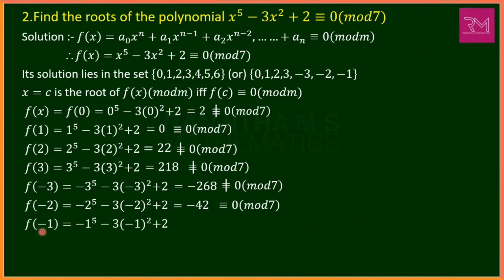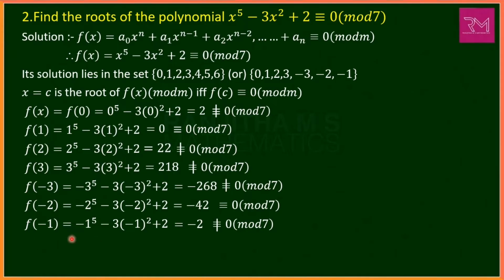Similarly we have to check for x is equal to minus 1, or we can check for x is equal to 6, which is same as minus 1 because 6 is congruent to minus 1 under modulo 7. So if you substitute x value as minus 1, we get minus 1 whole power 5 minus 3 into minus 1 whole square plus 2. If we simplify this value, we get a value as minus 2. So minus 2 is not congruent to 0 mod 7 because 7 does not divide minus 2. Therefore minus 1 is not a root.